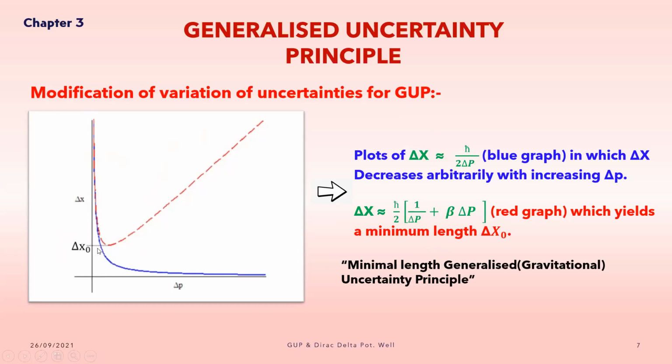I mean, after this certain range, there is a deviation between the GUP and the HUP, and before the certain range, there is a domination of the HUP over the GUP. So that is why we are saying this length is called the minimal length, and sometimes this generalized uncertainty principle, or GUP, is called the minimal length generalized uncertainty principle.